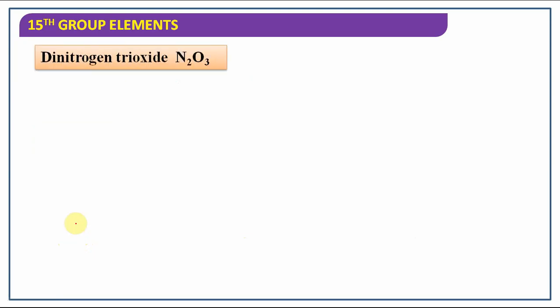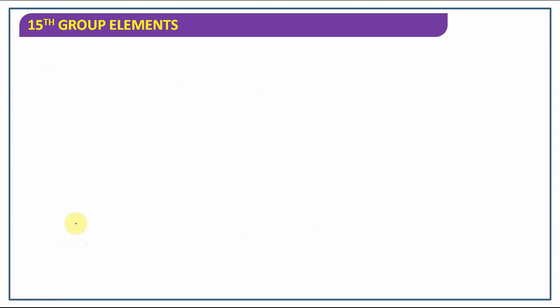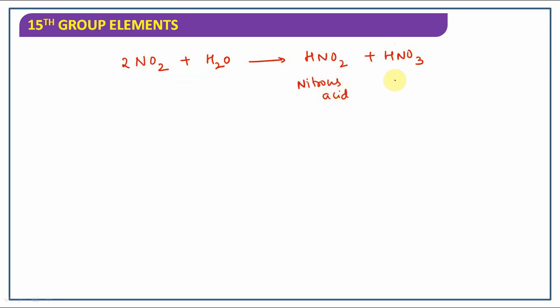dinitrogen trioxide, I should talk about another point here. Nitrogen dioxide, when it is dissolved in water, very important point, please make a note on it. 2NO2 plus H2O gives you two acids, nitrous and nitric acid. So a mixture of nitrous and nitric acid, it is nitrous acid and it is nitric acid. A mixture of nitrous and nitric acid can be formed by treating this NO2 with cold water.